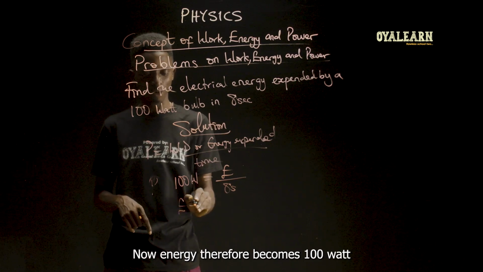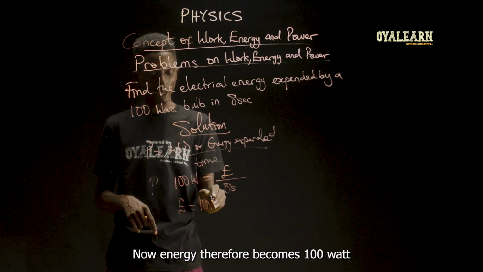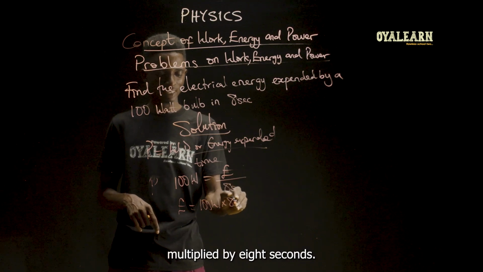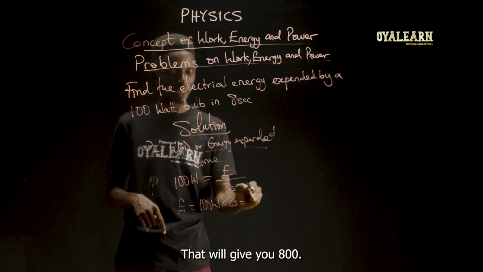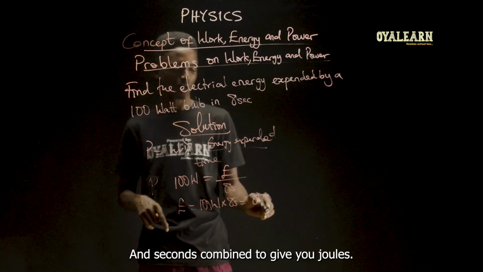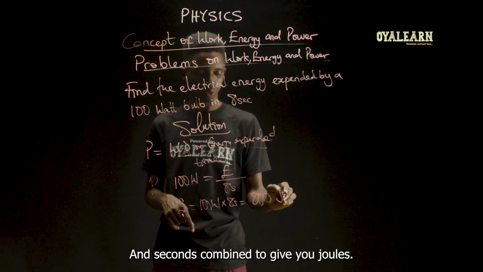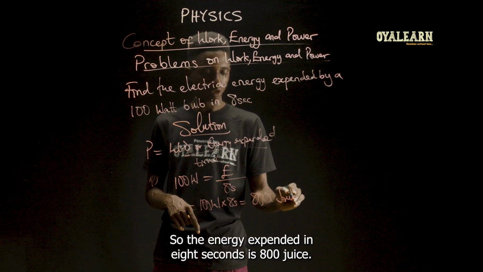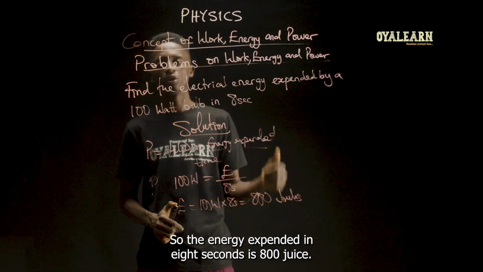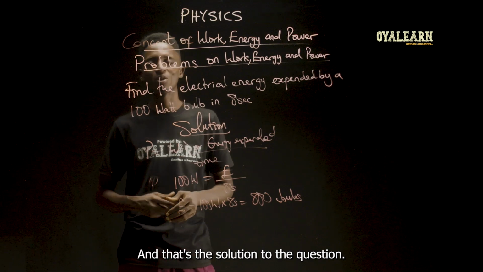Now energy therefore becomes 100 watts multiplied by 8 seconds. That will give you 800. Now watts and seconds combine to give you joules. So the energy expended in 8 seconds is 800 joules. And that's the solution to the question.